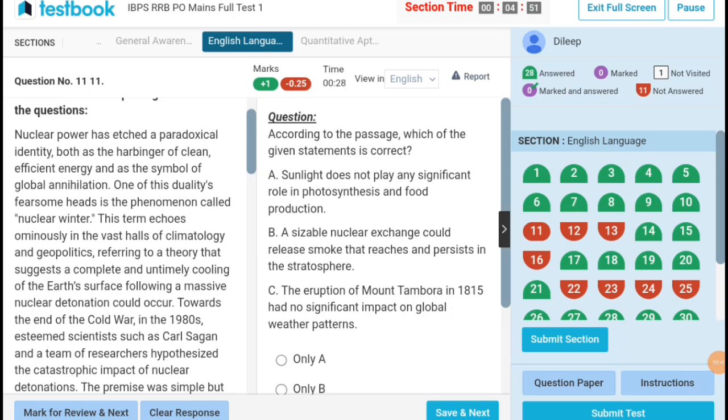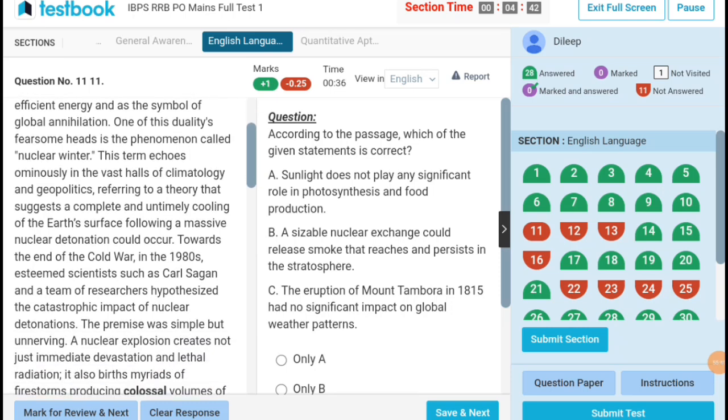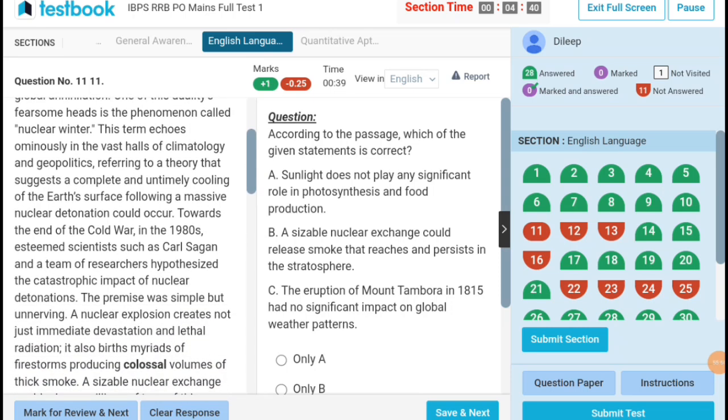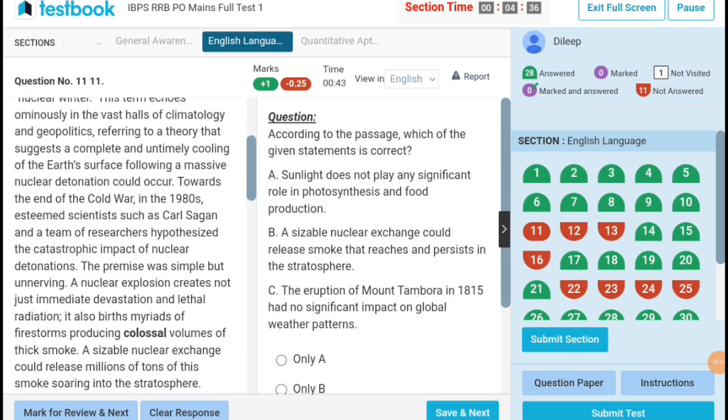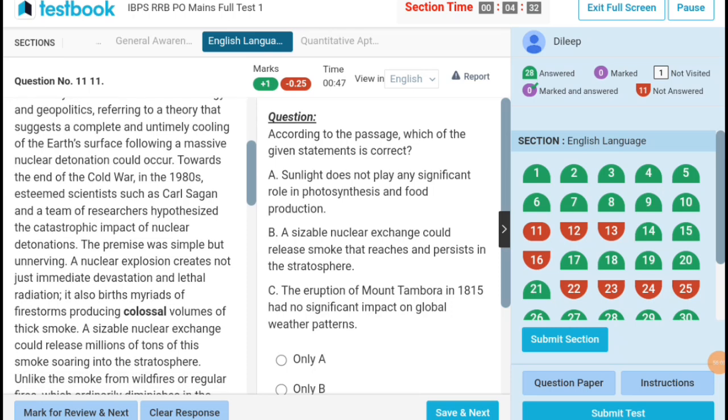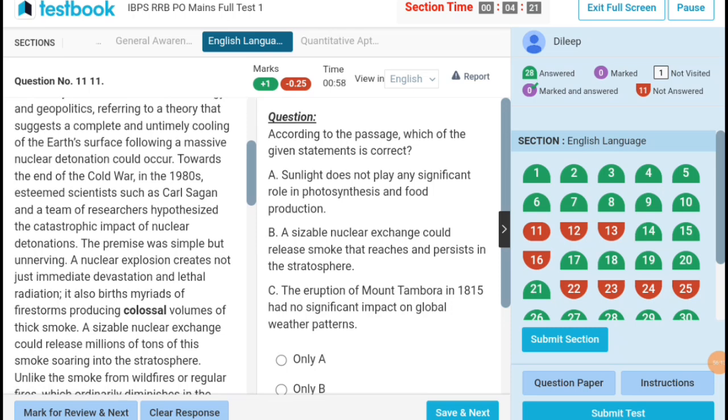Nuclear power has etched a paradoxical identity both as the harbinger for clean, efficient energy and as a symbol of global annihilation. One of these dualities centers on the phenomenon called nuclear winter. The term echoes ominously in the vast halls of climatology and geopolitics, referring to a theory that suggests a complete and untimely cooling of the Earth's surface following a massive nuclear detonation could occur.